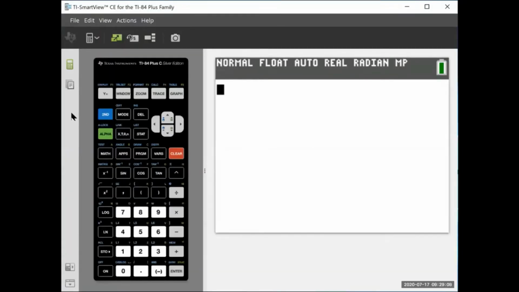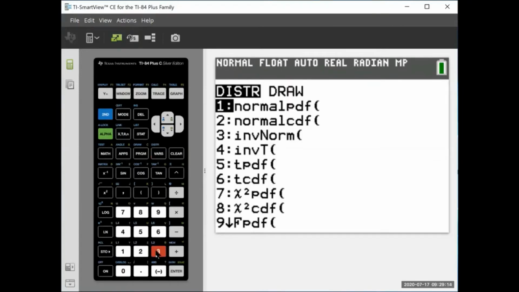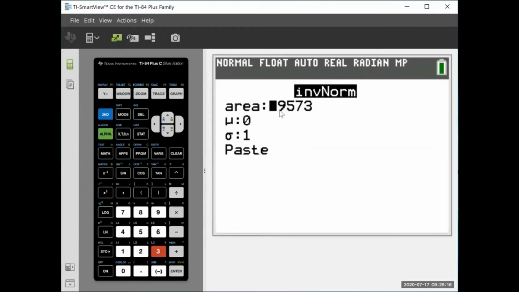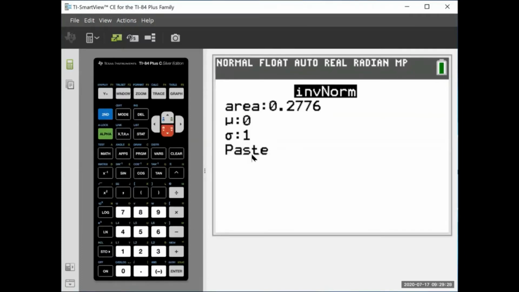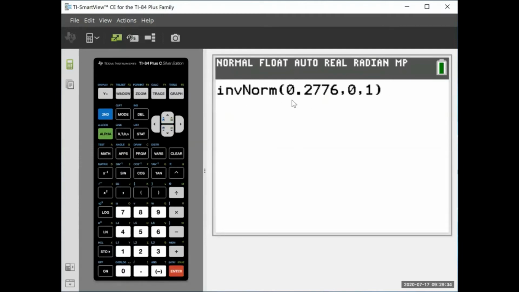In TI-84 calculator, we go to second, then vars, then number 3. So here we put the area that we have just calculated, which is 0.2776. Mean is 0. Standard deviation is 1. Paste this in the main screen so that it is similar to our writing. Then hit enter. See, we got the negative value.